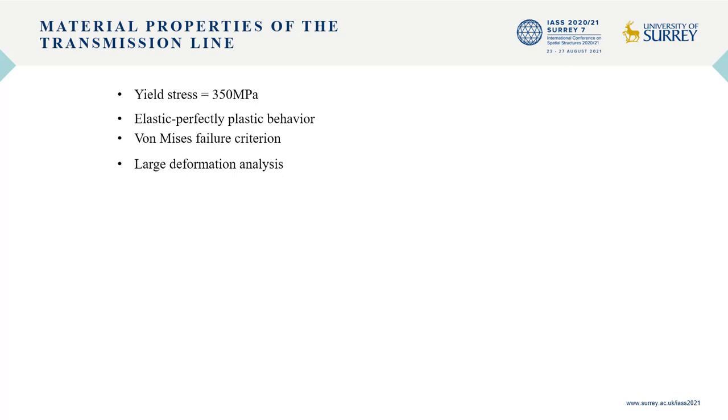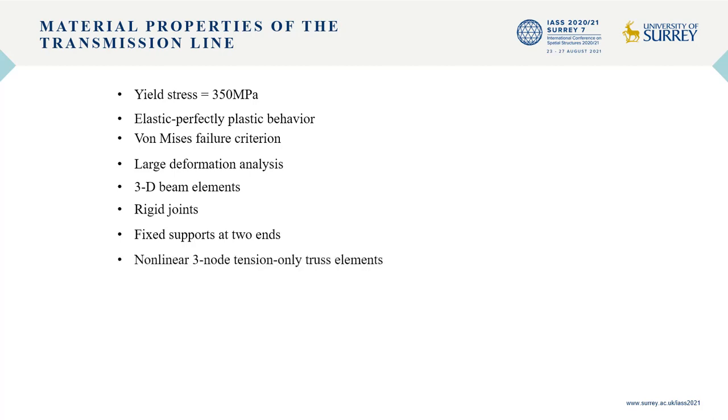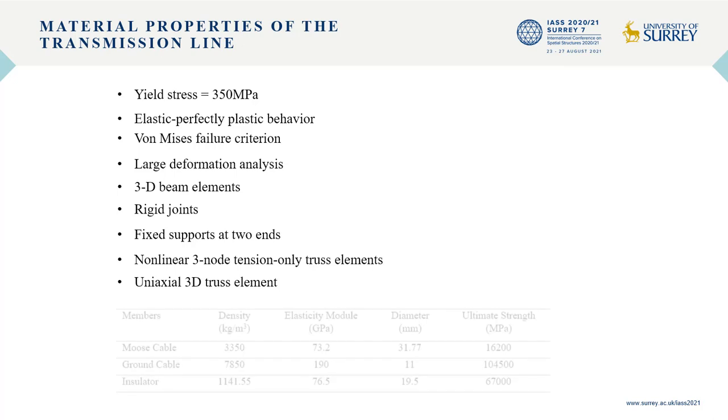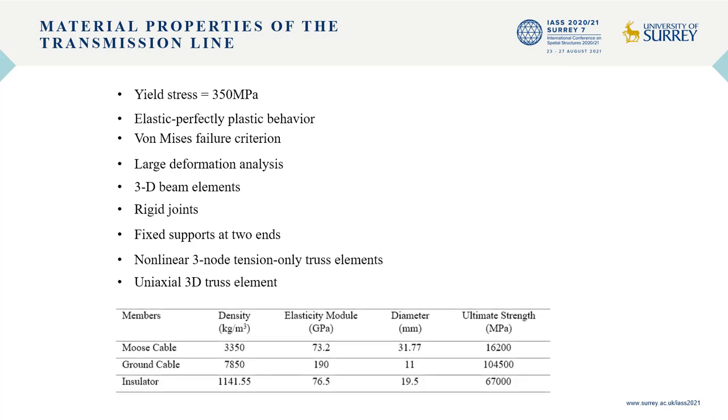The tower members were modeled using 3D beam elements. A 3D nonlinear stress-strain material model was applied in the analysis of the transmission line. Also, 3D nonlinear truss elements were used for modeling cables and insulators. The properties of cables and insulators were shown in this table.